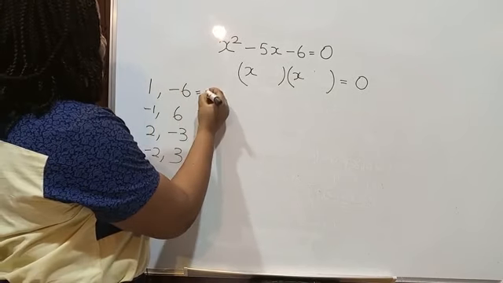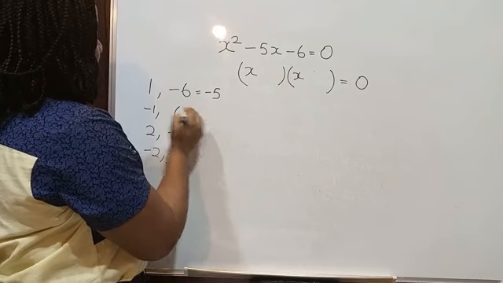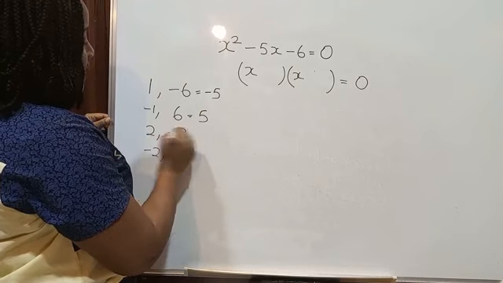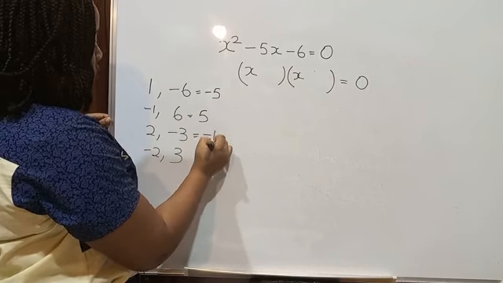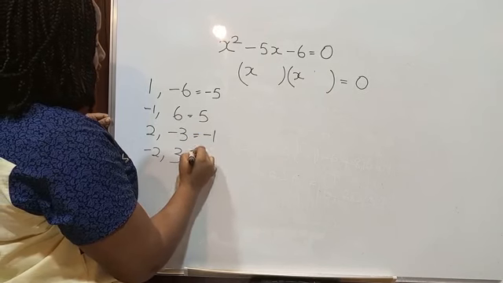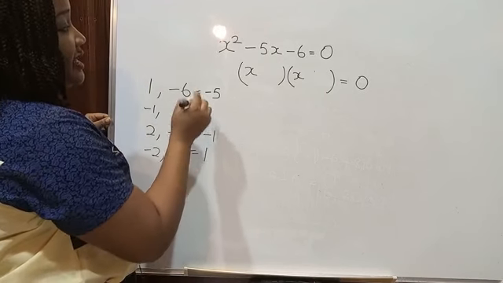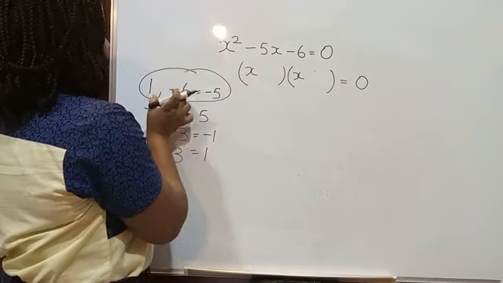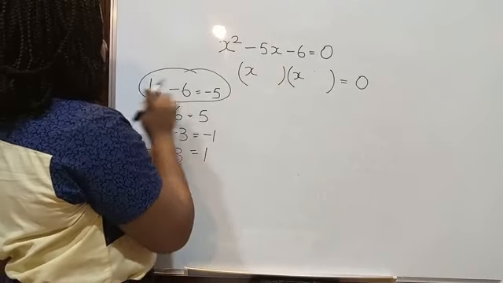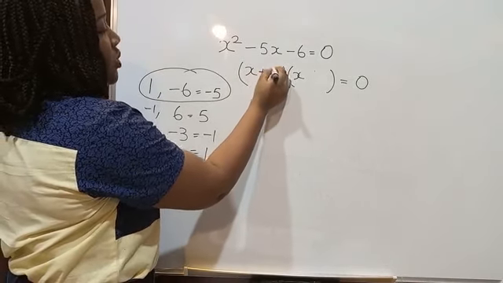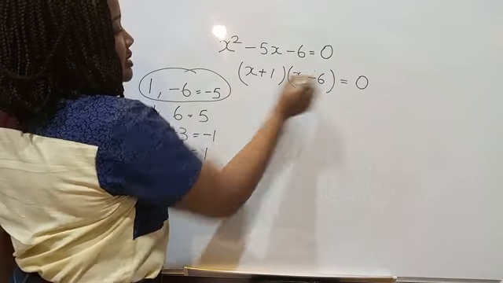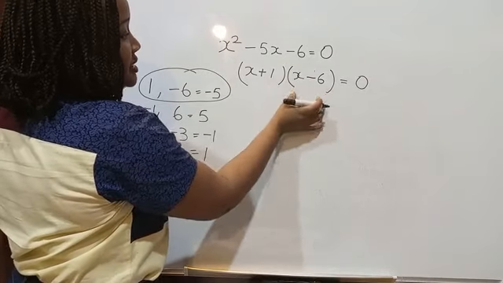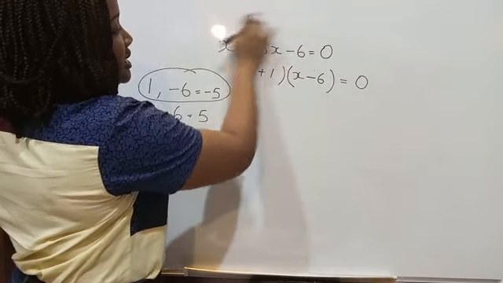1 minus 6 gives us minus 5. Minus 1 plus 6 gives us 5. 2 minus 3 gives us minus 1. And minus 2 plus 3 gives us 1. So you find that the combination that works is 1 and minus 6. You insert these numbers into the equation: x plus 1 and x minus 6. For this condition to be satisfied, either this equals 0 or this equals 0.